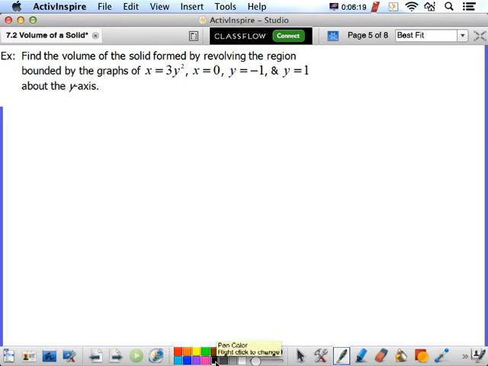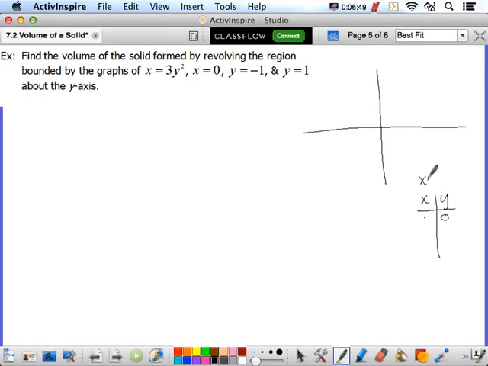So first we need to get a good graph of x equals 3y squared. And I would like you guys to pay really good attention to this because you had some trouble on the previous quiz getting sideways parabolas graphed. So if we're going to graph x equals 3y squared, first off, if I let y be 0, what will my x be? Guys, 0, x equals 3y squared. Okay, x would be 0.